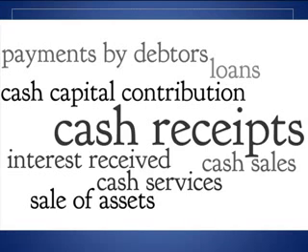Debtors may pay us money that they owe with cash. We may get a loan, and that loan will take the form of cash. The owner may put in extra capital contributions. We may receive interest. Cash sales is one of the biggest sources of cash, or we may sell services for cash, or alternatively, when our assets get old, we may sell them.